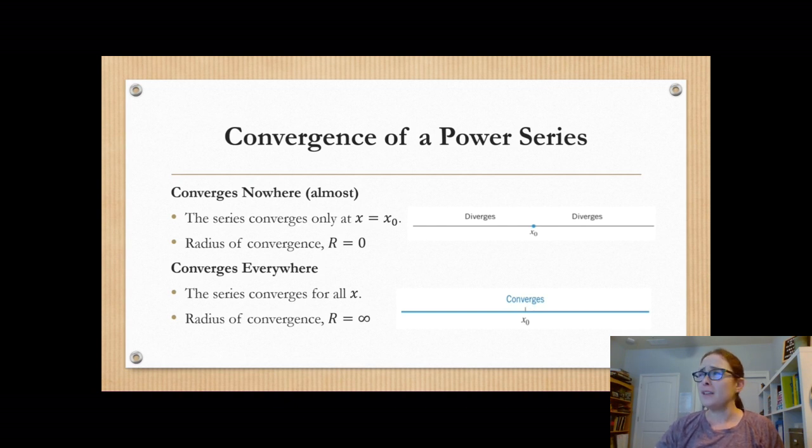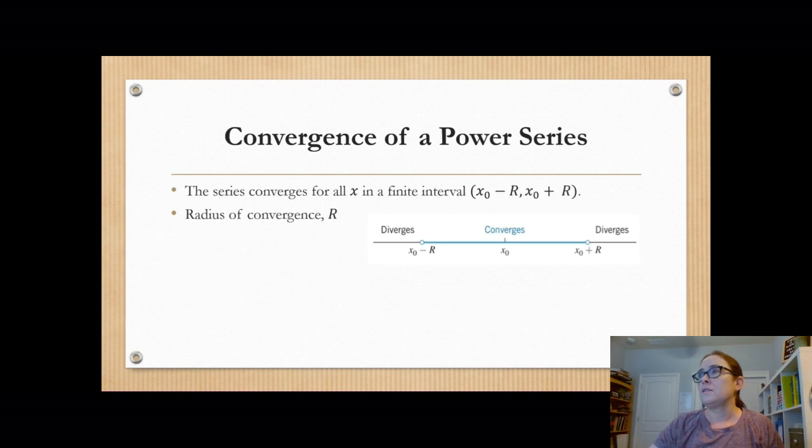Now the third option, these are the 2 extremes. The third option is somewhere in between. So that would look something like this, where I end up with an interval that goes from one number to another. It's a finite set, and it's more than just a single point. And the radius of convergence, again, would be half of the length of that interval. So the distance from the center, which the interval of convergence will always be centered around your x naught value, out to one of the endpoints. That distance will be the radius of convergence.